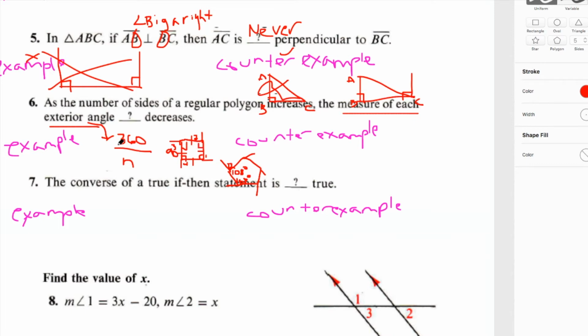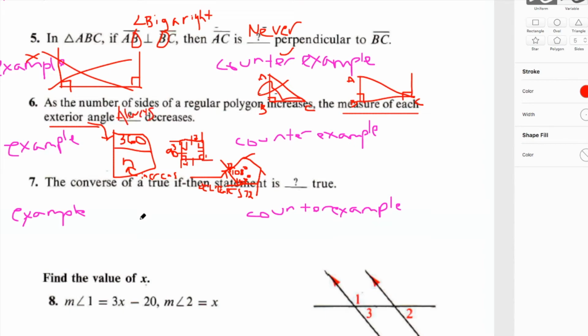So 360 divided by n. As n increases, the number of sides increases, then the actual exterior angle, like for instance, it's 72 over here, decreases. So we can only think of examples where this is true, right? If we add more sides, a regular hexagon has a 60 degree exterior angle. We can only think of examples of it being true. So this one is always.